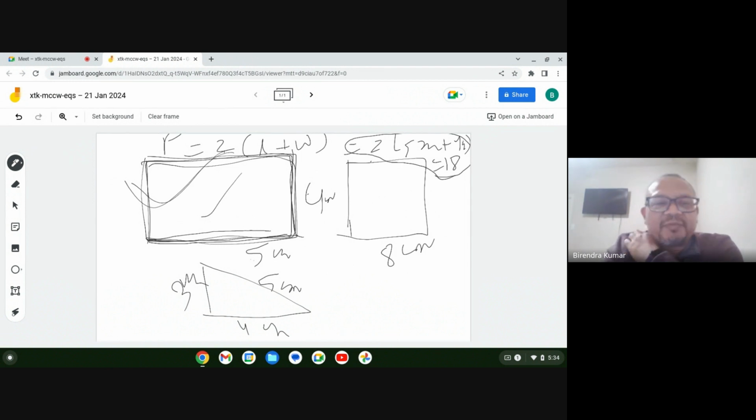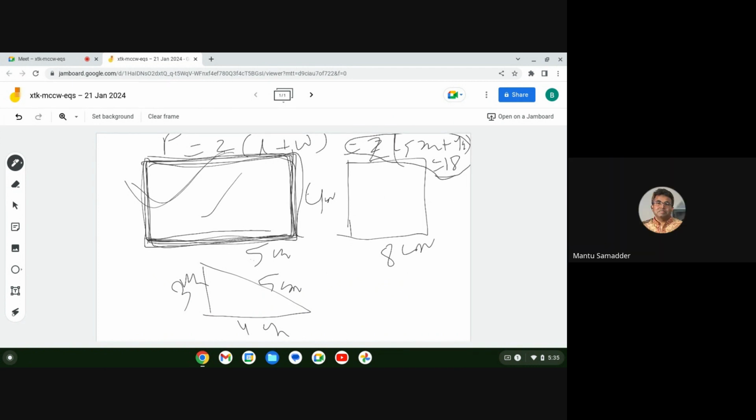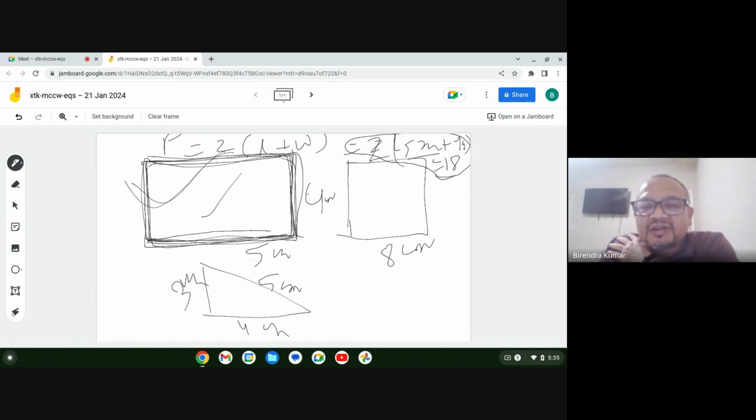Because look at this, perimeter is nothing but the length. You are measuring the length from here to here, then here to here, here to here, then here to here. So it has to be a measure of length. You are not multiplying length with length. So it is two times length plus width. Length is 5 centimeter, width is 4 centimeters. So 5 centimeter plus 4 centimeter, 9 centimeters, right? We say 2 miles plus 3 miles is 5 miles, right? So 5 centimeters plus 4 centimeters, 9 centimeters, into 2 is 18 centimeters.